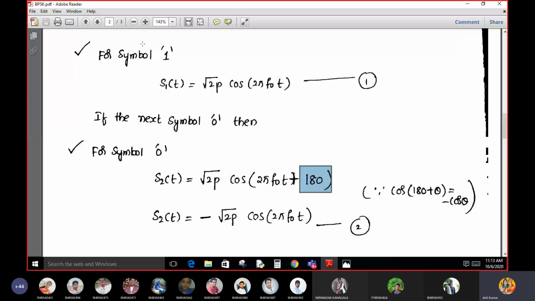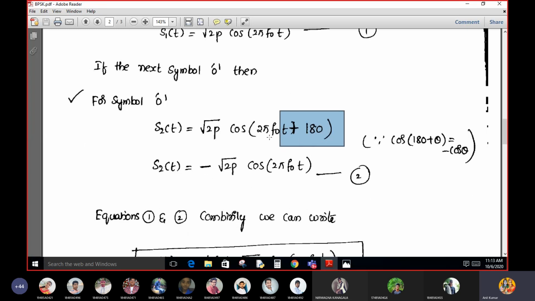For example, let us assume that the first symbol is 1, there will be no phase shift here. After 1, assume that the next symbol is 0. If the next symbol is 0, that means the symbol is changing from 1 to 0, so there will be a phase shift of 180 degrees. Is it okay? So then cos of 180 degrees plus theta can be written as minus cos theta.